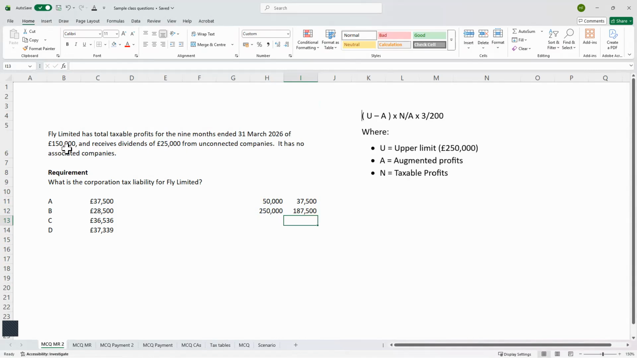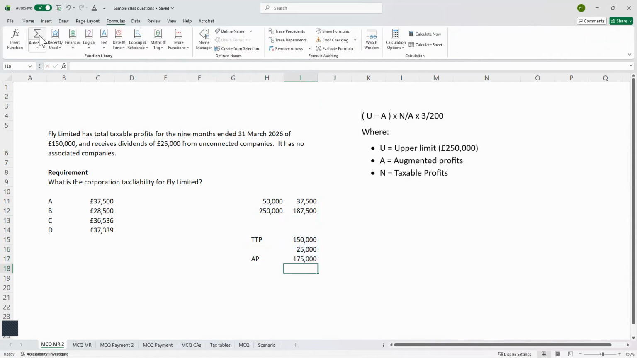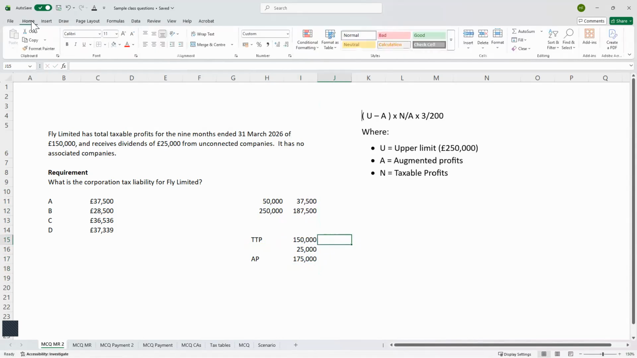And we can see that the taxable profits are £150,000, and we need to add on the dividends of £25,000. So the augmented profits are £175,000. These do fall within these two limits, so marginal relief will apply. So we know that £150,000 will firstly be taxed at 25% and then marginal relief will apply. So we can now calculate the marginal relief.